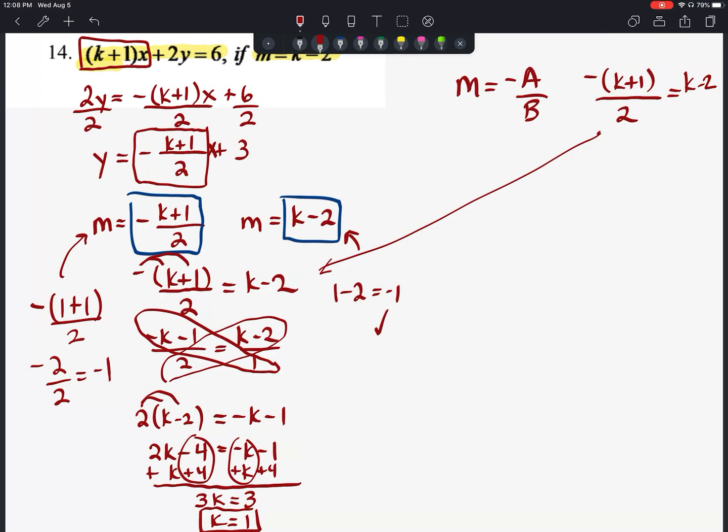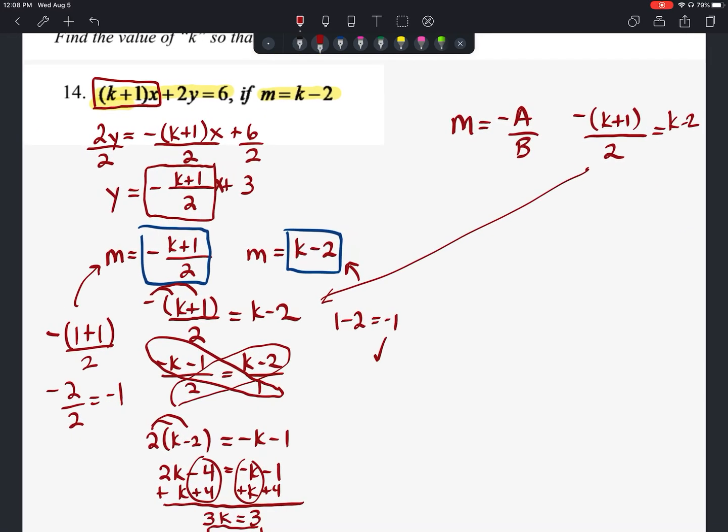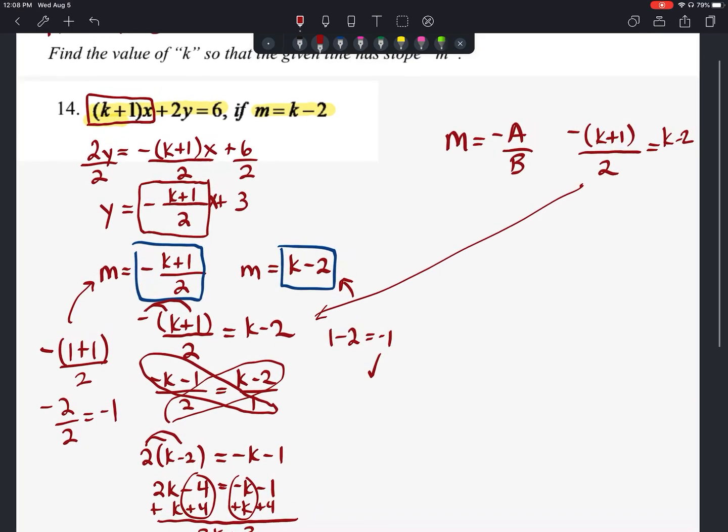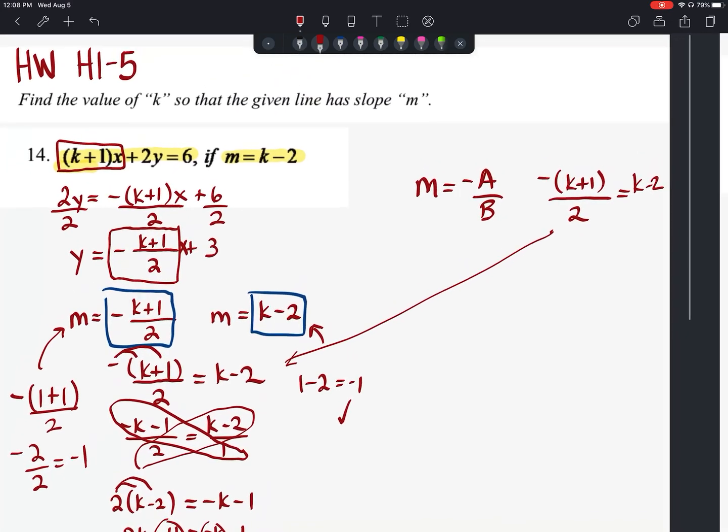So that would be another way you could start the problem. This is number 14 from worksheet H1-5. The answer there, k should equal positive 1.